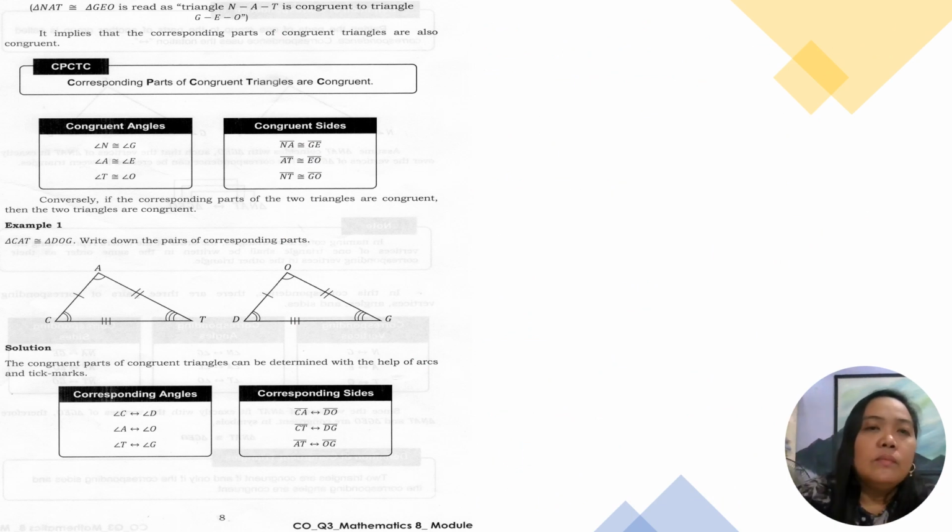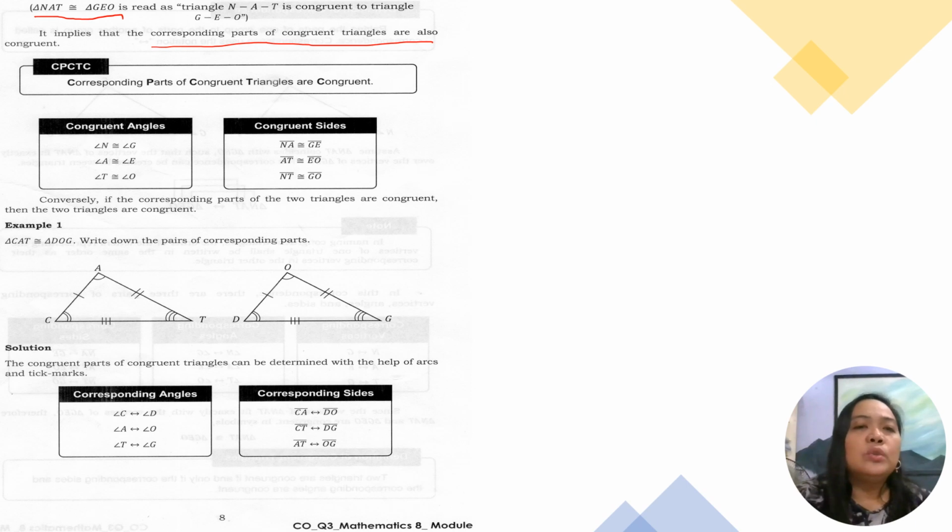So, as you can see, triangle NAT is congruent to triangle GEO, and it is read as triangle NAT is congruent to triangle GEO. So this is how we write the two congruent triangles. It implies that the corresponding parts of congruent triangles are also congruent.